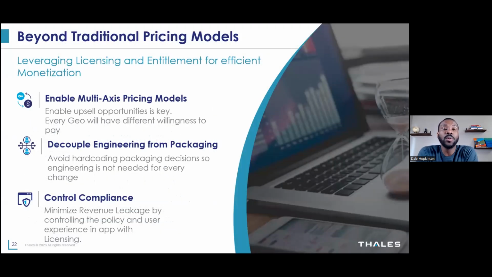So as we close and wrap up today, I want to remind you that by leveraging licensing and entitlement, you can find efficient growth and go beyond traditional models. Going beyond traditional models opens you up to a number of growth and efficiency opportunities. But there are some key things you need to do. You need to decouple engineering from packaging and pricing decisions, so hard coding is not needed for every decision, and you have the ability to control compliance. You have the ability to control what you're selling, so you can preserve your right to drive expansion, as well as control user experiences in your application.